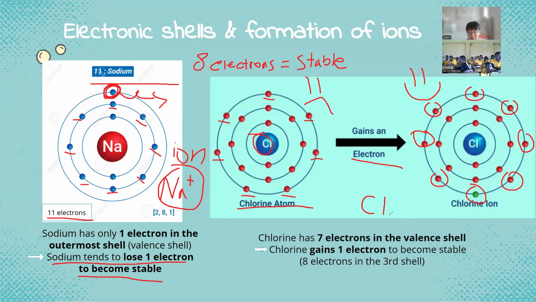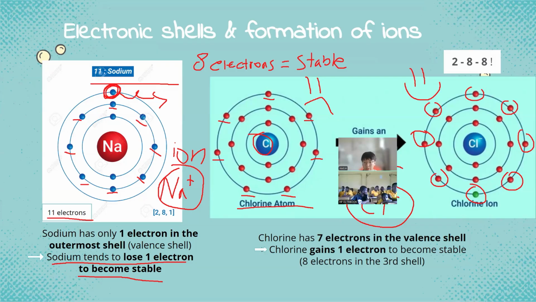And this forms chlorine ion, Cl minus. This is called a chlorine ion. So to make it stable, we want 2-8-8 formation. This means having 2 electrons in the first shell, 8 electrons on the second shell, or you can go beyond, having 8 electrons in the third shell.